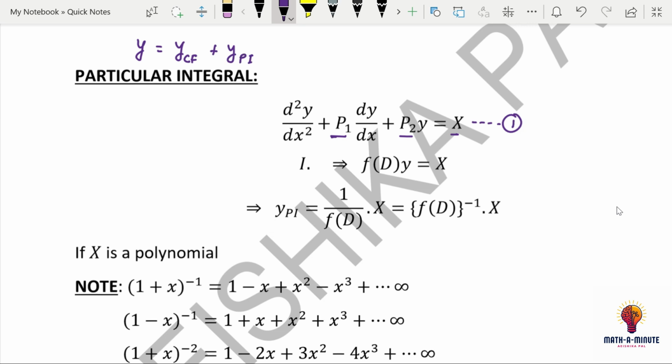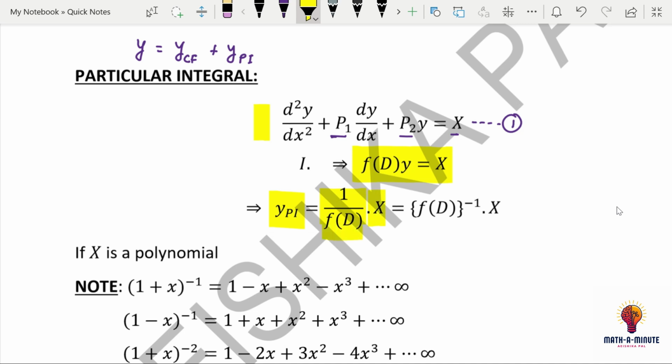We already discussed how to calculate y CF, the complementary function of any differential equation, in the previous video. So in this video, I will discuss how to calculate the particular integral for any particular case of a given differential equation. If any second order differential equation is given, we can write it in this form: f of D y equals x, and y P, the particular integral, will be 1 by f of D into x.